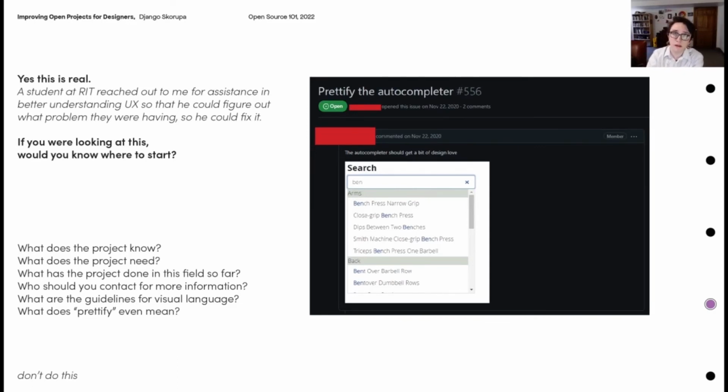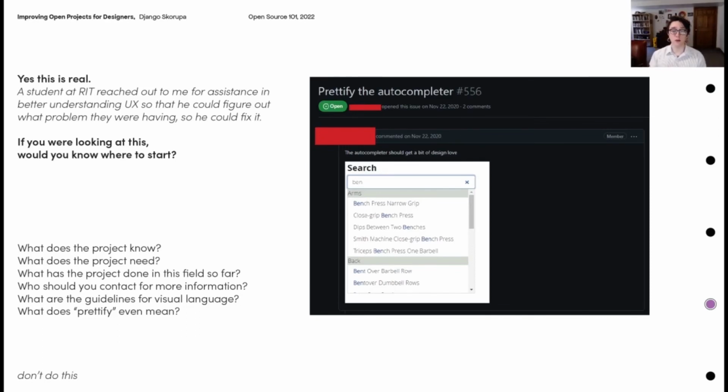What does prettify mean? What is design love in relation to the auto-completer should get a bit of design love? When I look at the search feature, I can see that they've already got a color for the autofill. I can see that they've already got a color for sections in the automatic results. And I can see that they've already got some graphic, some Web 2.0 graphic in that closeout symbol in the search bar. What are they looking for?